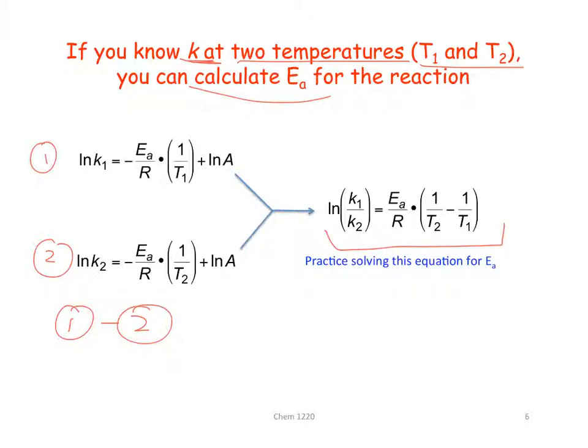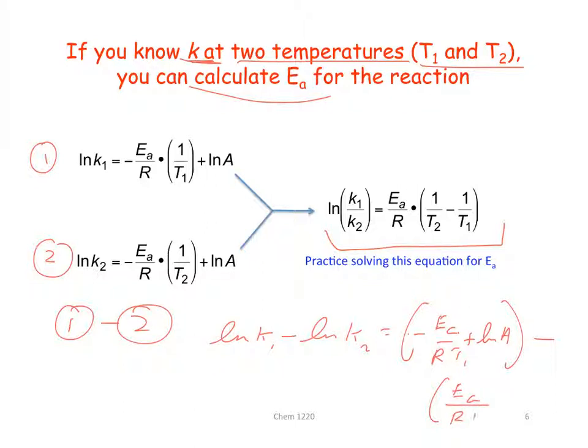All right, so we could say we have natural log of K1 minus natural log of K2 equals, and it would be this whole thing here, minus E sub A over RT1 plus natural log of A, and you'd subtract that from the whole other thing, E sub A over RT2 plus natural log of A. I don't know if it's really worthwhile going through this. If you manipulate those with some algebra, you end up with this equation up here.